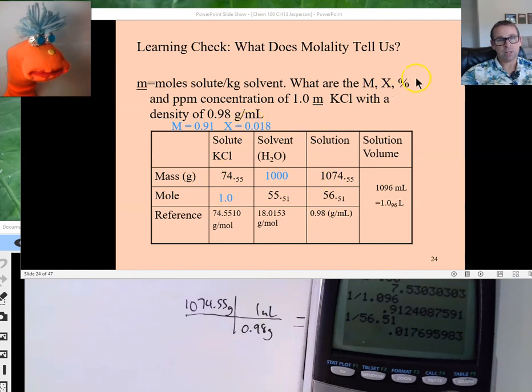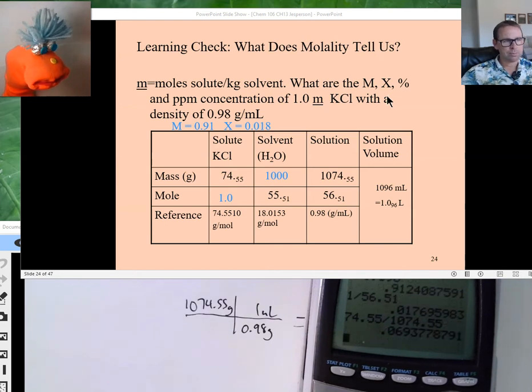How about our mass percent? That's grams of solute, 74.55, divided by grams of solution, 1,074.55. Very good. Oh, yeah, and then times 100. That's right, times 100, so 6.9%.